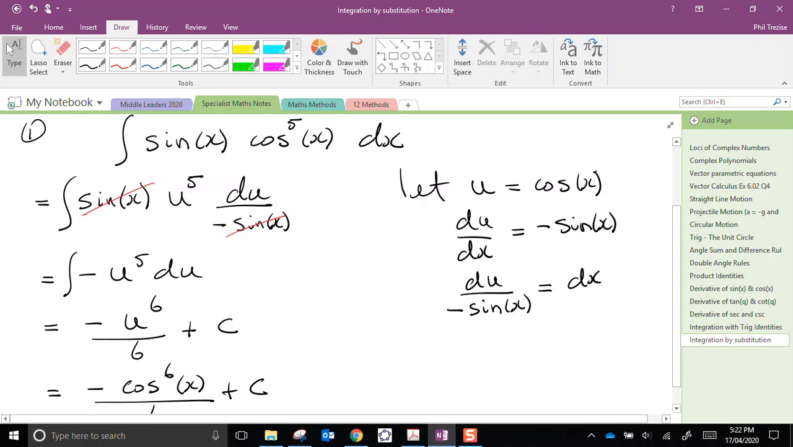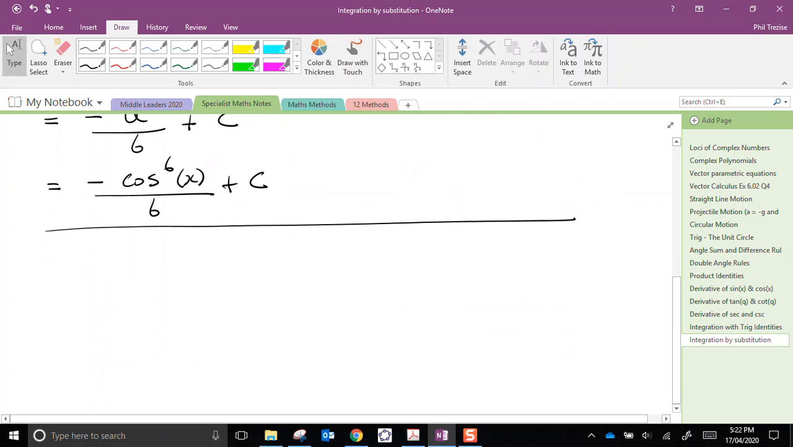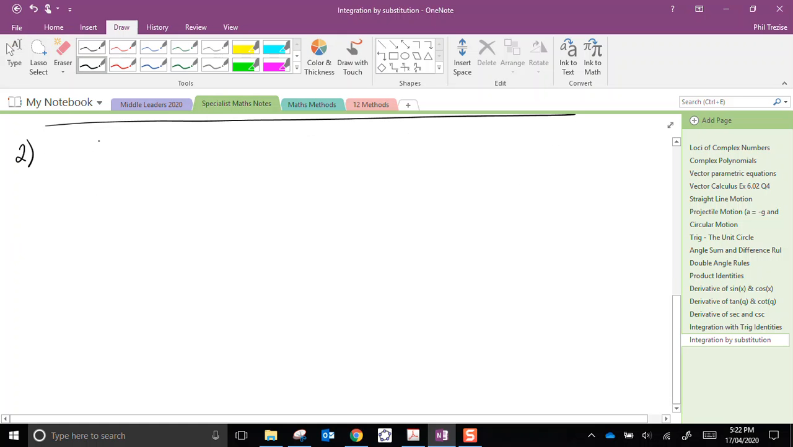The trick is choosing the substitute. If we had chosen u equals sine of x, we would have got bogged down and got nowhere. And if that happens, just go back and try again with a different substitute. Let's have a look at a second one. So that first one was involving trig. Let's do a purely algebraic one this time.